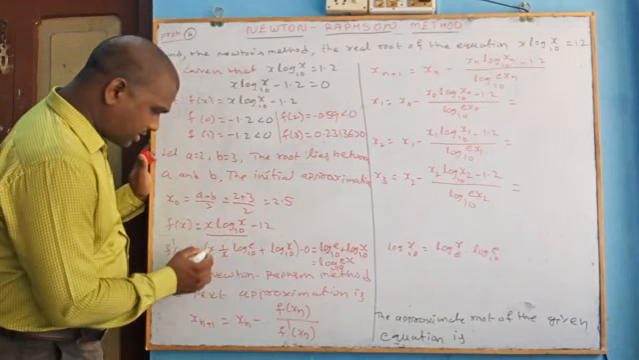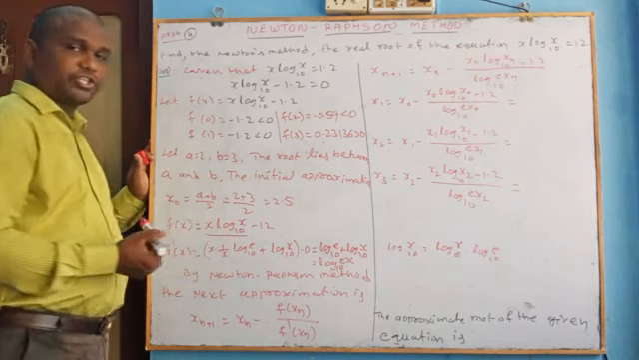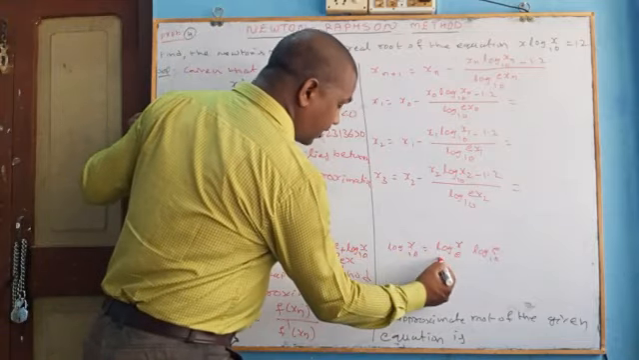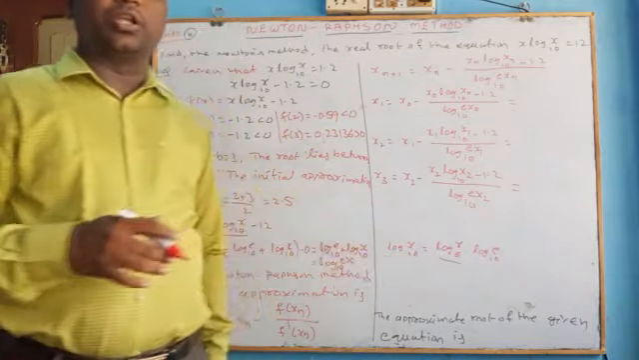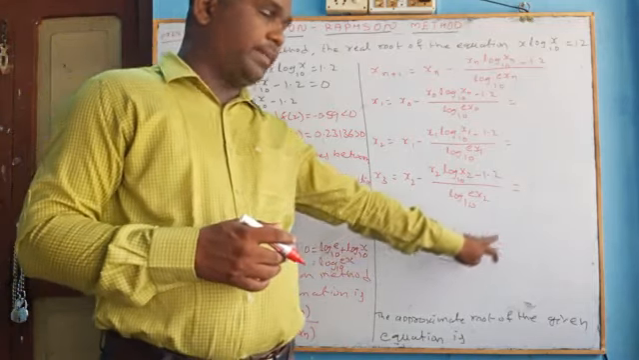First, differentiate x log x base 10. We do not have a direct formula for the differentiation of log x base 10; we only have the differentiation of log x base e. So log x base 10 can be written as log x base e into log e base 10.